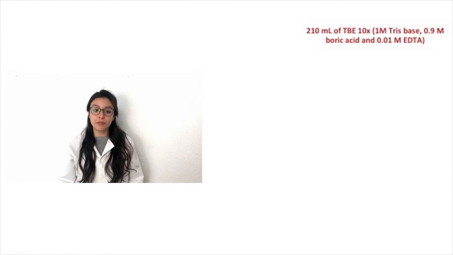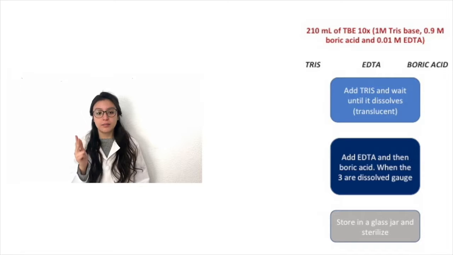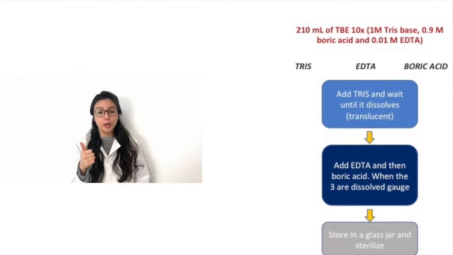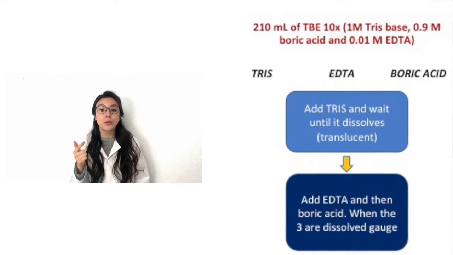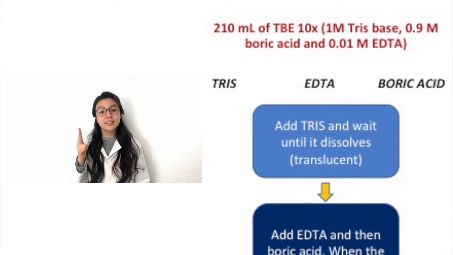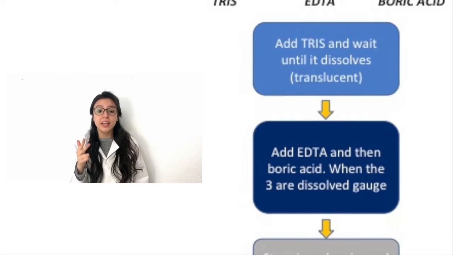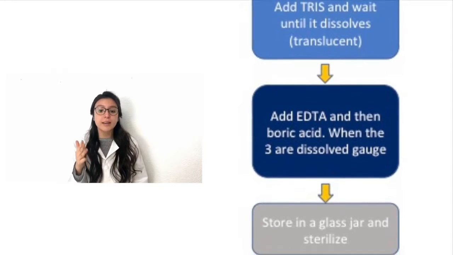TBE 10X buffer. Necessary order: 1. Tris, 2. EDTA, 3. Boric acid. Place 170 ml of water in a beaker. Put on a hot plate with a magnetic stirrer. Add Tris and wait until it dissolves and is translucent. Add EDTA and then the boric acid. When the three are dissolved, gauge with a graduated cylinder. Store in a glass jar and sterilize.